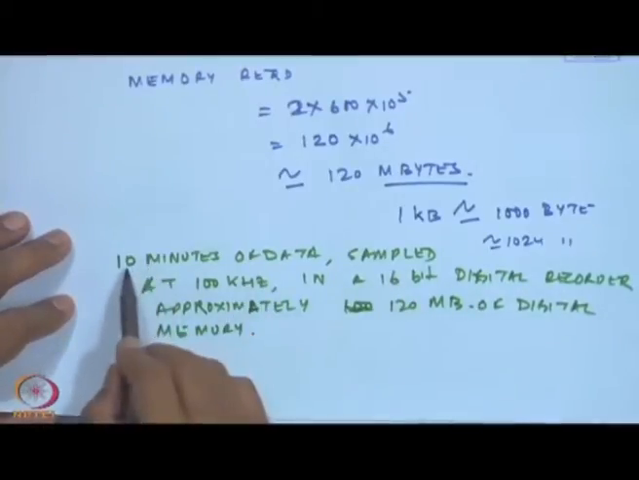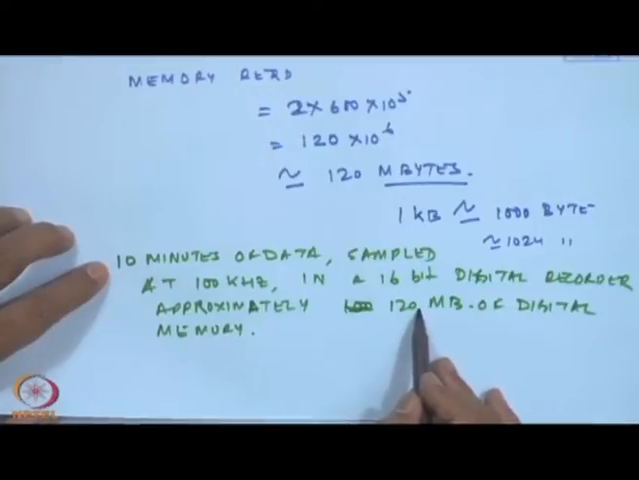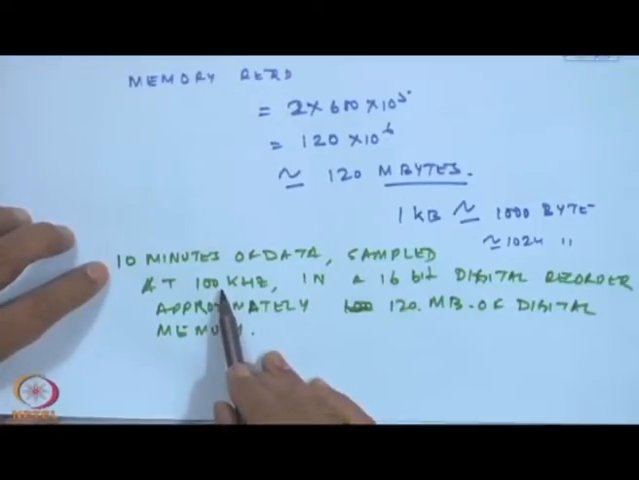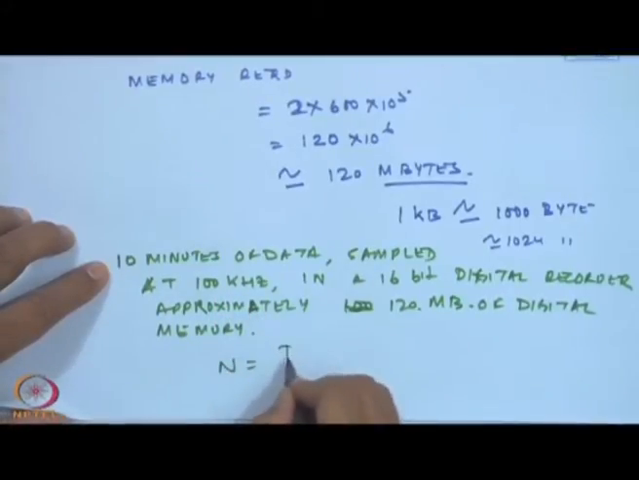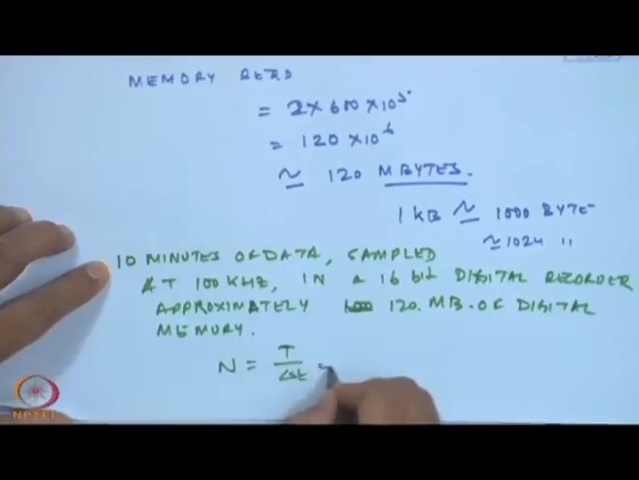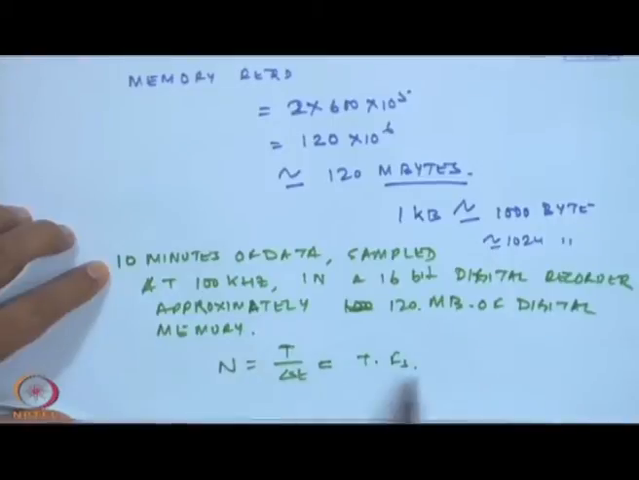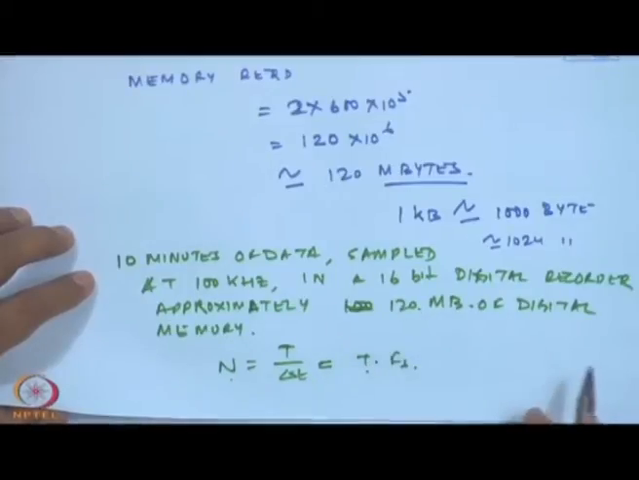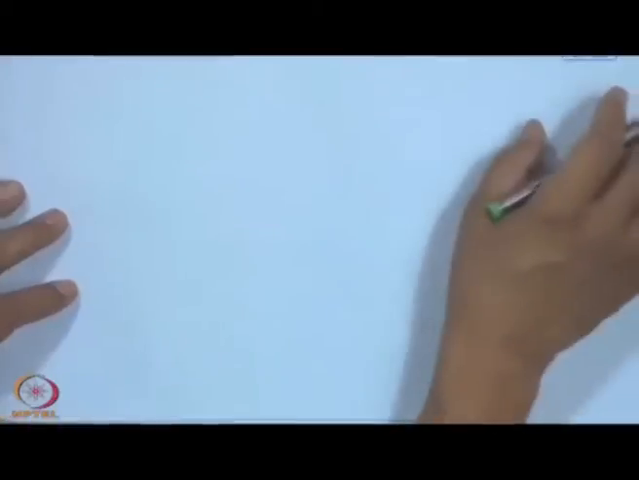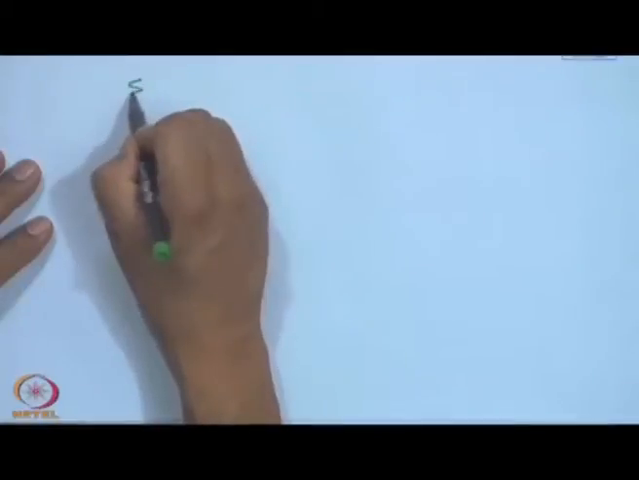Now, you can multiply. If instead of 10 minutes, you want 100 minutes, there will be another extra 0 coming here. If you want to sample at still higher frequencies, because N is equal to T by delta t or T times Fs, if your sampling frequency is increased, N would increase. If your time is increased, N would increase. So, depending on that, you can do a calculation and then try to understand the amount of memory required. But in digital recording, the most limiting factor is the sampling frequency.